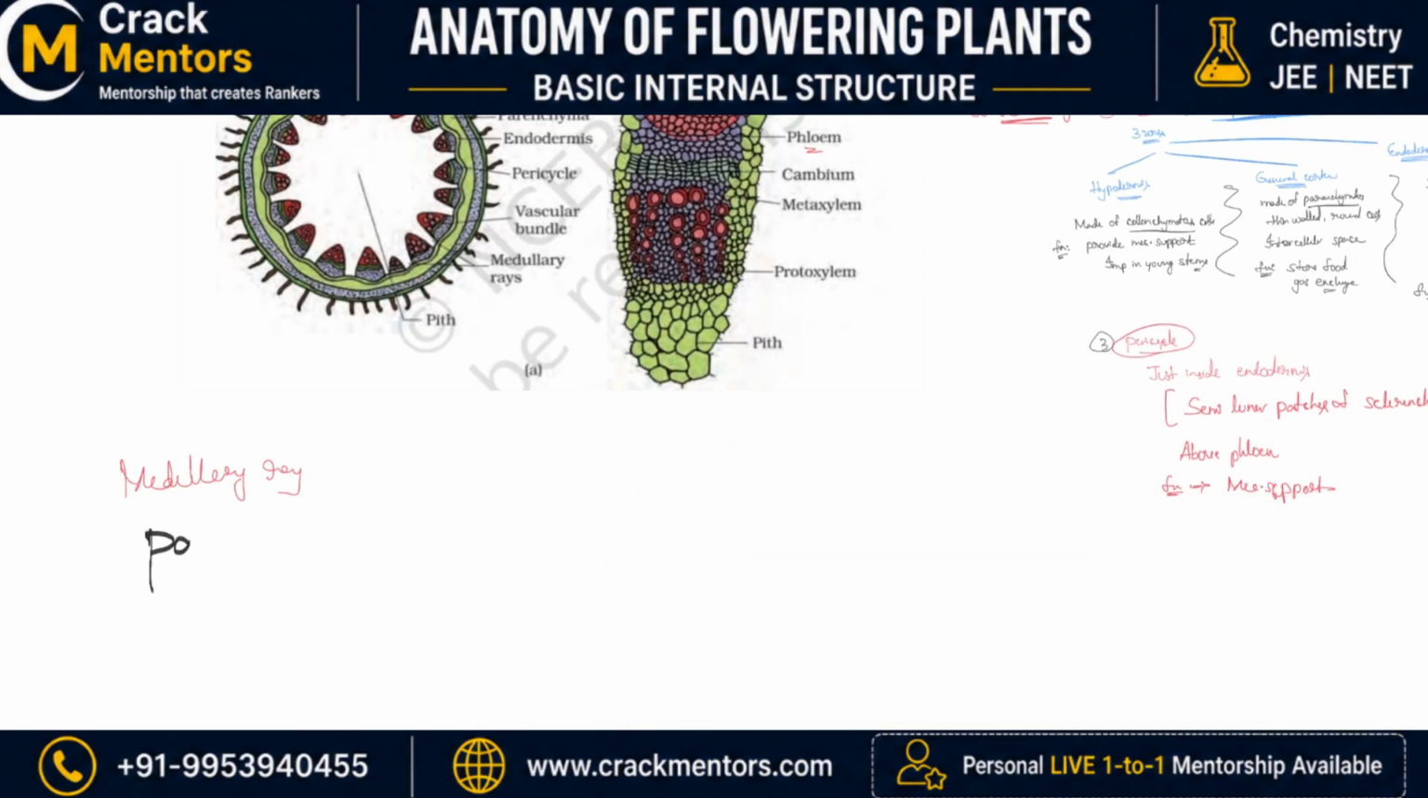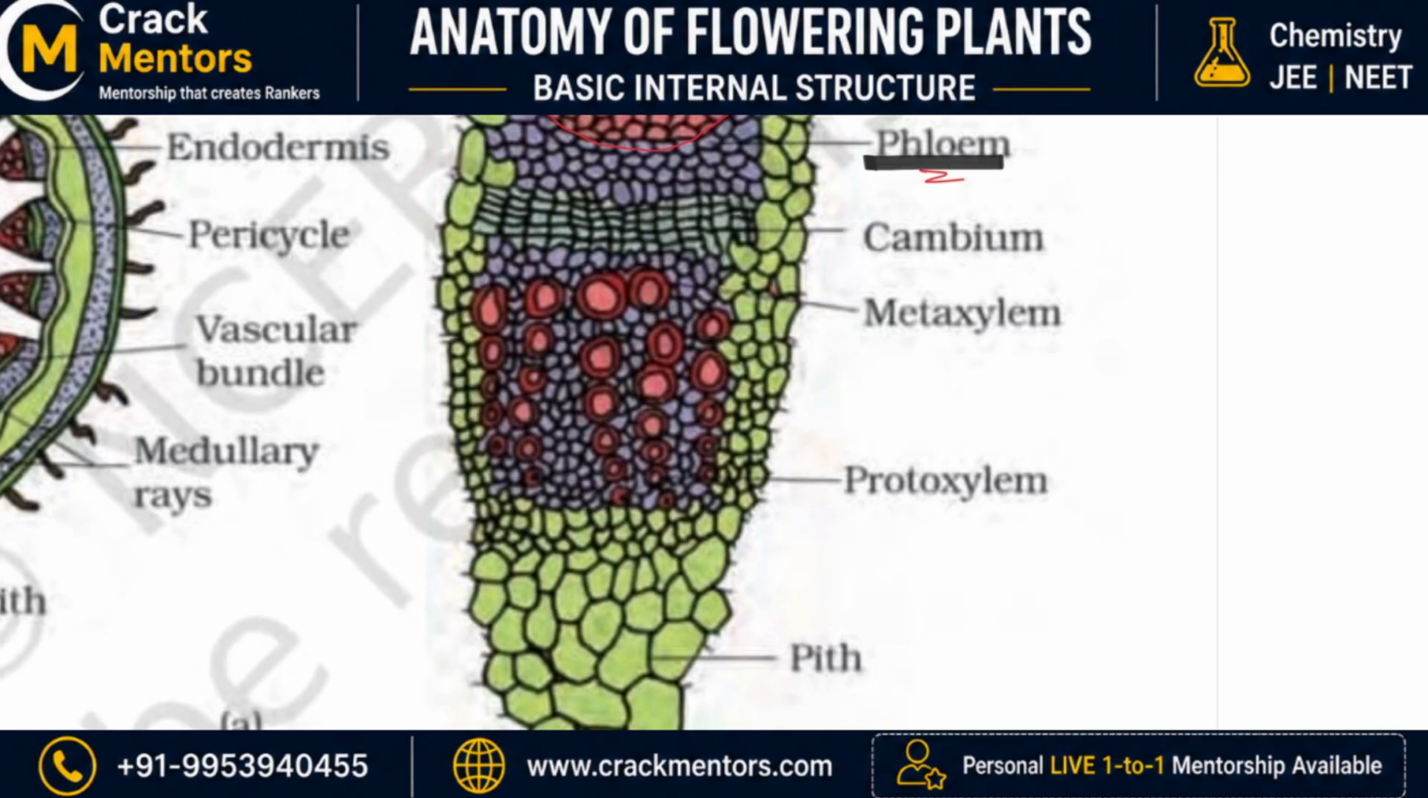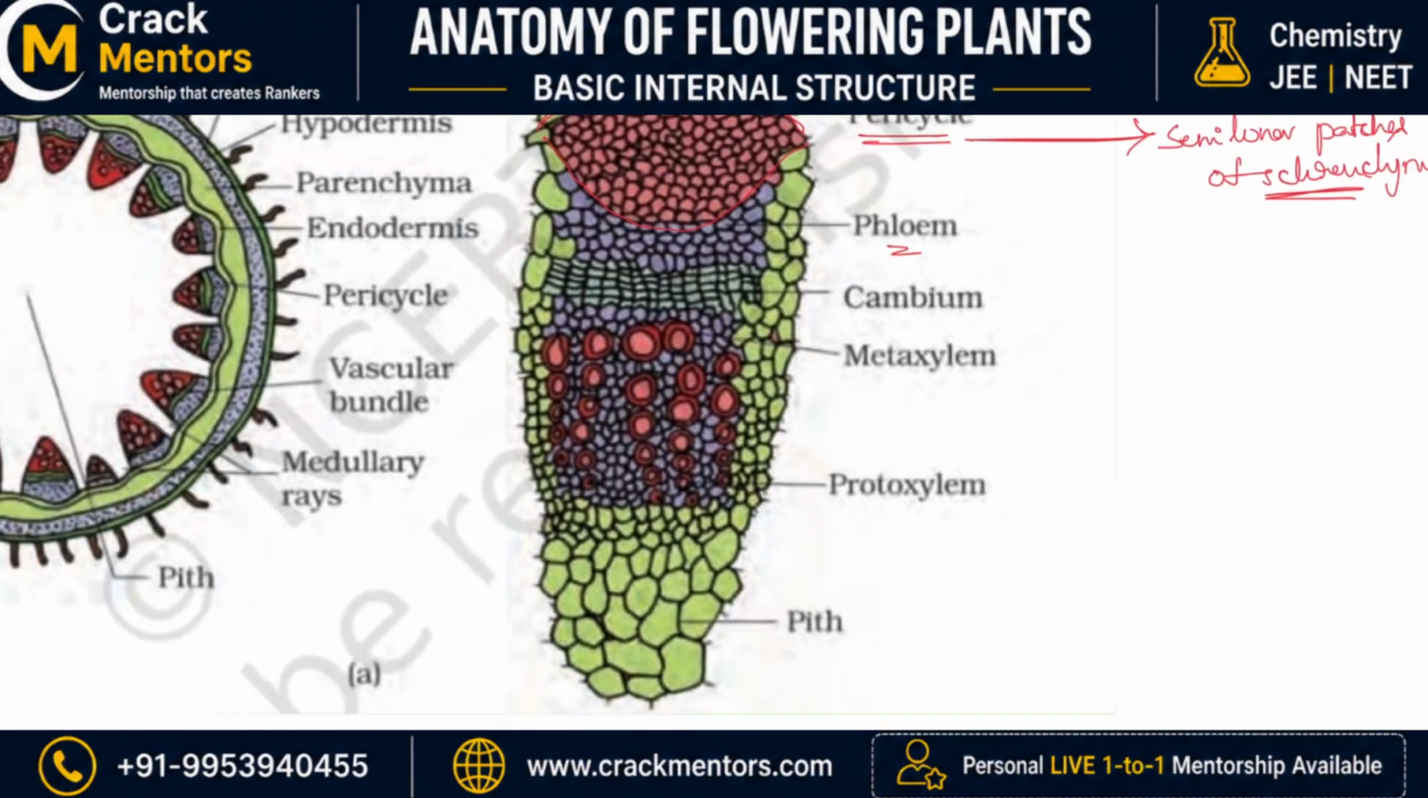These medullary rays are made of parenchymatous cells. These cells are arranged in between the vascular bundles. Here we have our vascular bundles, phloem and xylem. In between them we have our medullary rays.